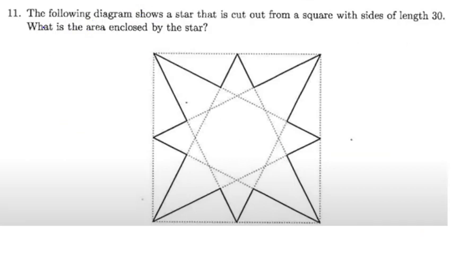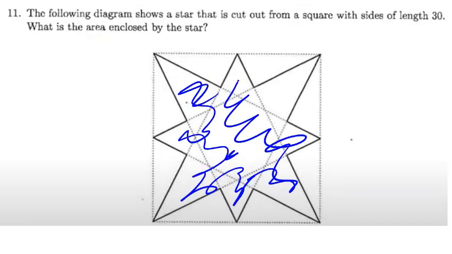Problem number 11. The following diagram shows a star that is cut out from a square with sides of length 30. What's the area enclosed by this star? So it wants this area. Okay, so if I want to calculate this area, I consider the whole square and subtract this one. And this is equal to this, equal to this. So I have 8 equal triangles, and I subtract.